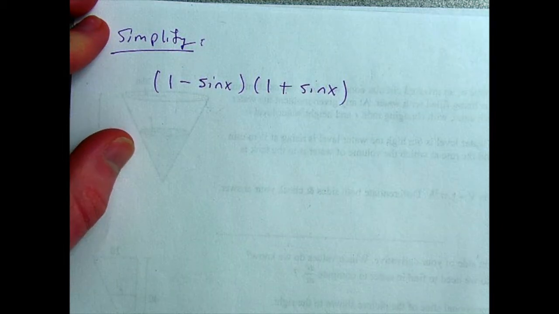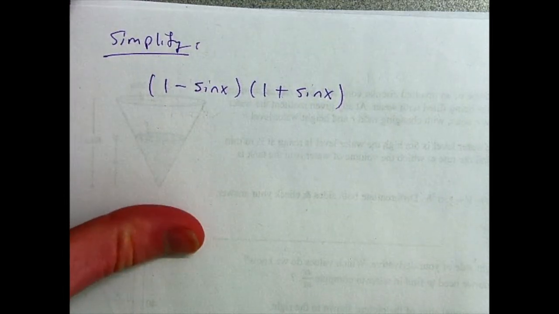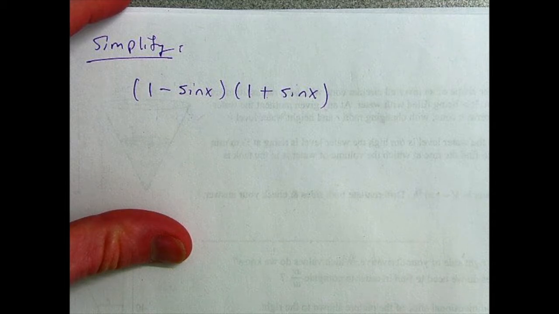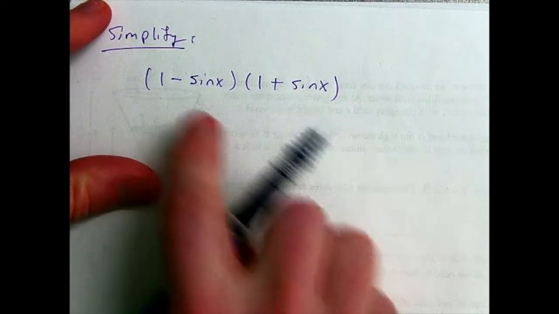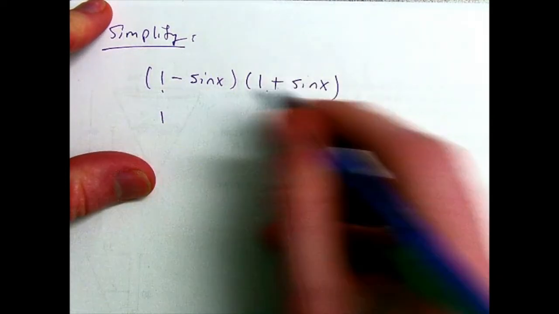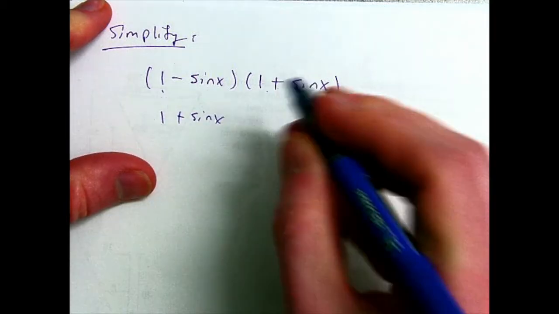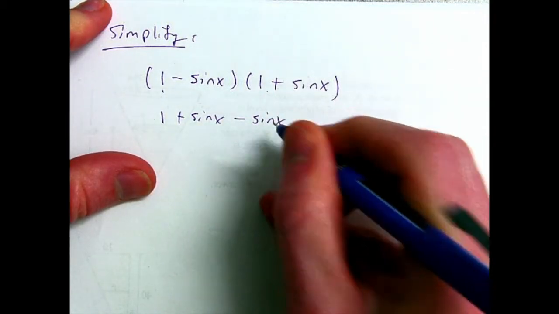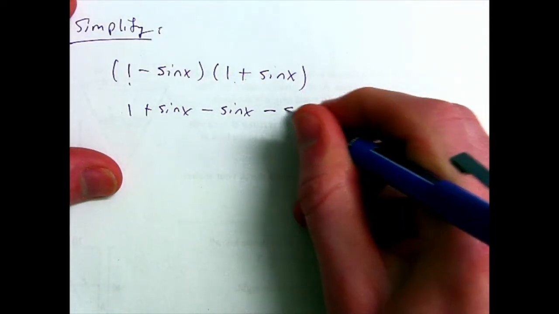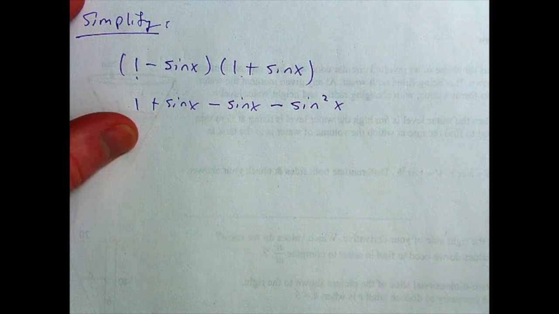Okay? Looking at this expression, hopefully thinking about the different moves that are available to us, factoring, foiling, splitting fractions, combining fractions, probably you notice that you can FOIL this, right? You can multiply everything out. So 1 times 1 is 1. 1 times sine x is sine x. And then negative sine x times 1 is minus sine x. And finally, negative sine x times positive sine x is negative sine squared x. Okay, so that's FOILing out. I multiplied everything out.